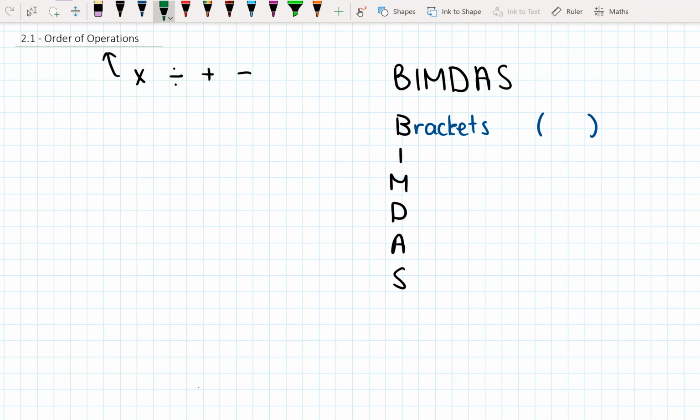The I stands for indices or index. Okay, and you might have seen that before with, for example, 3 squared. Okay, that little squared, this is an index. Okay, and 3 squared, we know that means 3 times 3, and you'll see I use that multiplication dot, which is 9. So that's an index.